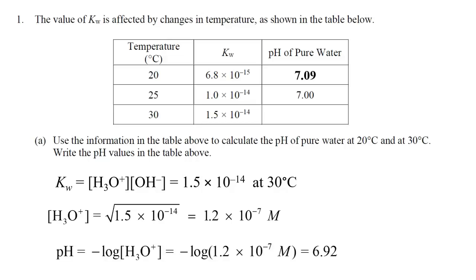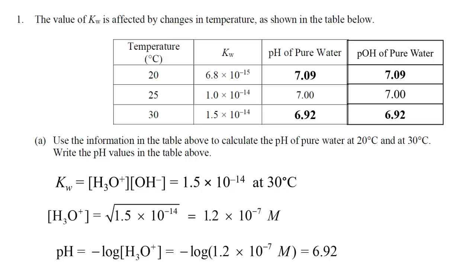So the negative log of 1.2 times 10 to the negative 7 gives me a pH of 6.92. Now, even though the question in part A did not ask us to calculate the pOH value for pure water, if we had done that, it would be identical.